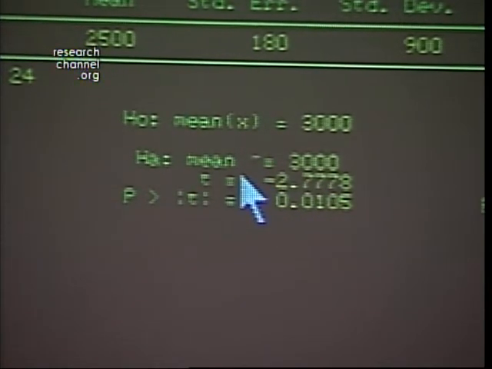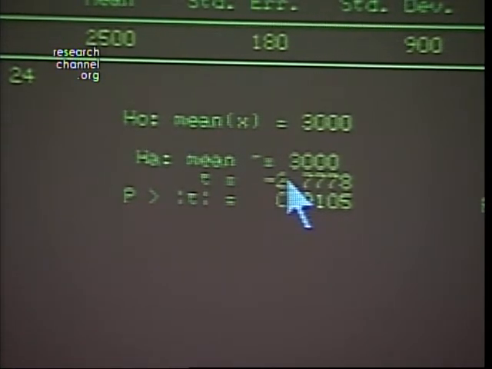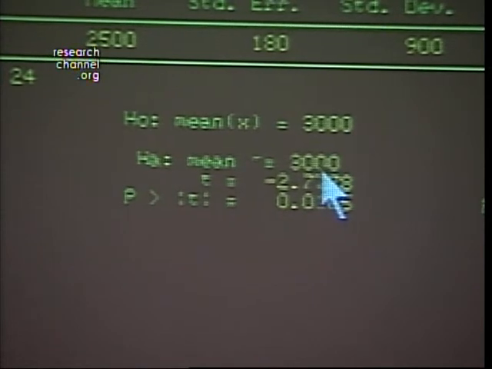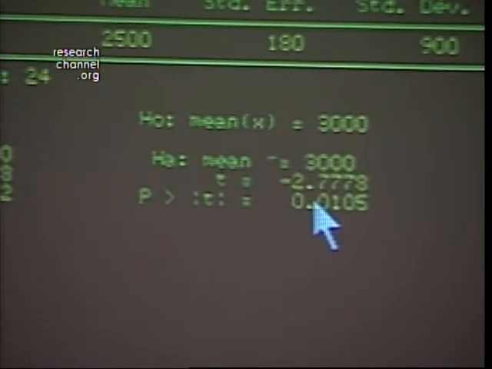And Stata also doesn't know how to write not equals to, so it uses a tilde equals to. But it's 3,000 versus not 3,000. Here's the test statistic of negative 2.78. So does anybody remember from yesterday where that came from? I'll reiterate where it came from.